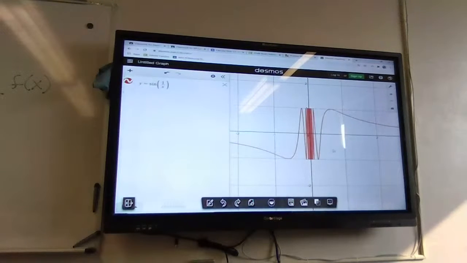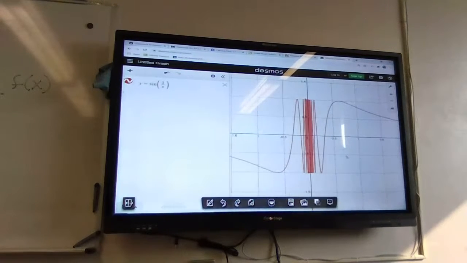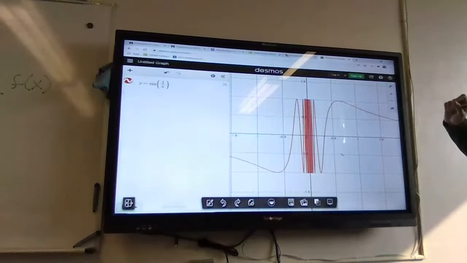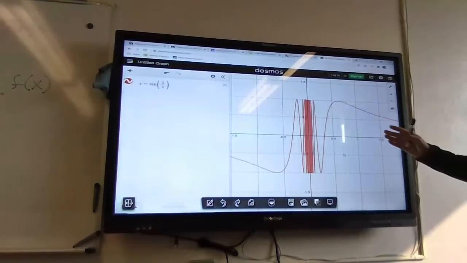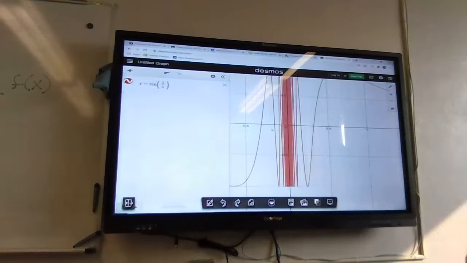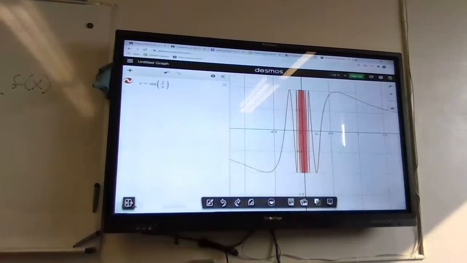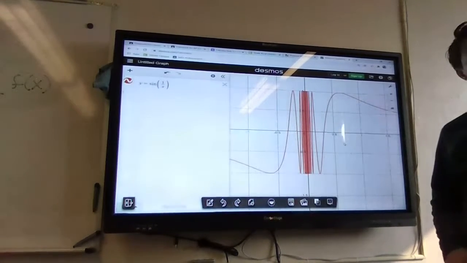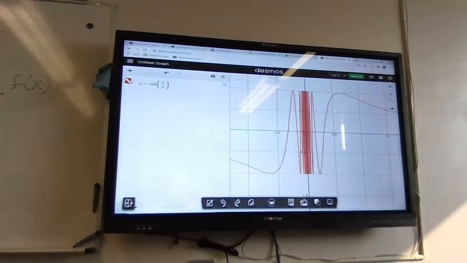The reason is, I won't talk too long about this, that if you try to approach 0, you end up oscillating up and down infinitely many times, and so you never quite approach a singular value. That's the other way a limit can fail to exist: if you just aren't approaching a single value. So yeah, that graph makes sense.